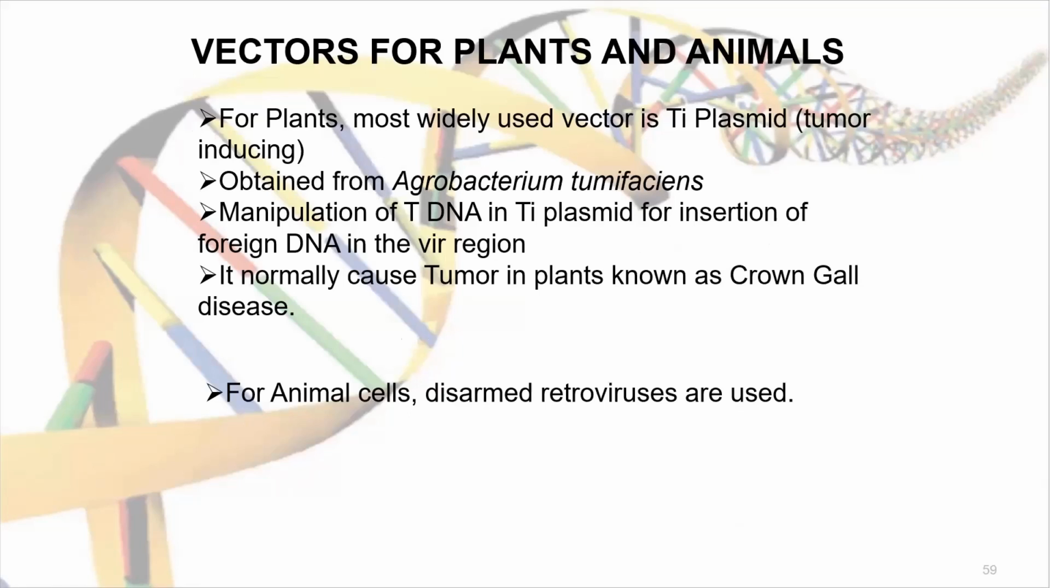Now, this was all about the vectors that can be used for bacteria, wherein the most commonly used vector is the plasmid vector in the case of a bacteria. But sometimes you might need to introduce a gene into a plant cell or maybe an animal cell. Then you will need vectors specifically for plant cells or animal cells.